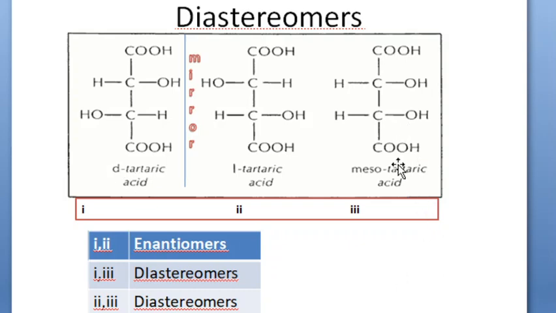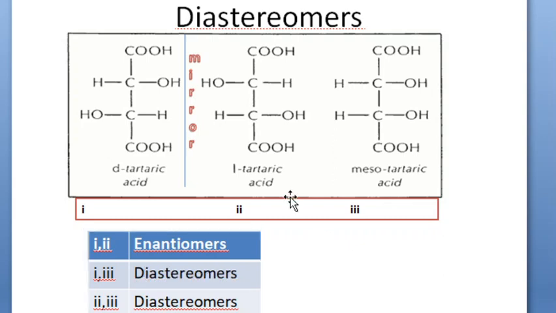The third one is mesotartaric acid. Actually, the third one is a mesotartaric acid. You will have a plane of symmetry over here. So if a plane of symmetry is here, we call this one mesotartaric acid. Your D-tartaric acid and mesotartaric acid, speaking of 1 and 3 molecules, are what? Diastereomers.